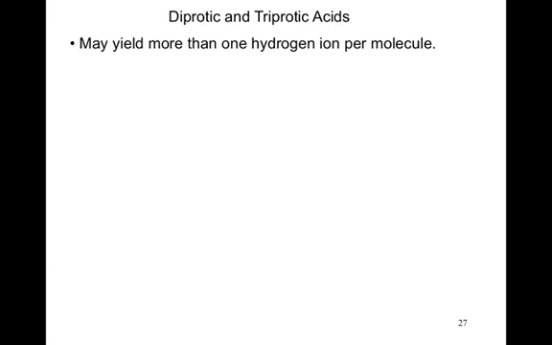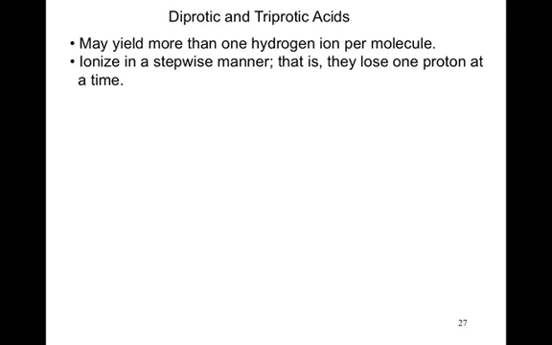Easy equation to use. So here's a little trickier concept. These are diprotic and triprotic acids. Up until this point, we've worked with monoprotic acids, which means one proton. And those acids, it's HA yields A minus plus H plus. We only have one hydrogen to give away, so it makes it a little simpler. Not all acids are like that. Quite a few acids will yield more than one hydrogen ion per molecule, but they don't just immediately throw out 2 or 3 hydrogens all at once. They actually ionize in a stepwise manner.